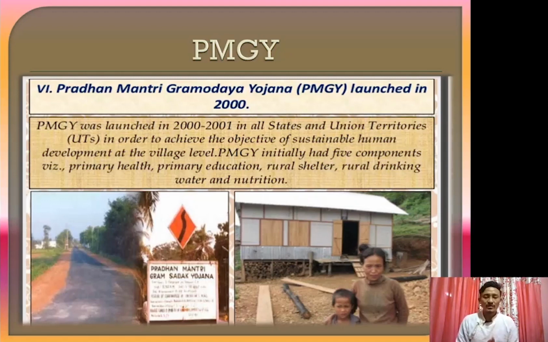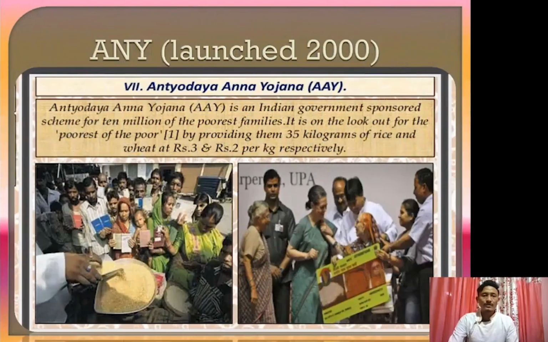The scheme was Pradhan Mantri Gramodaya. Also, after this we have A and Y, that is Anyodaya Anna Yojana. So Anyodaya Anna Yojana.